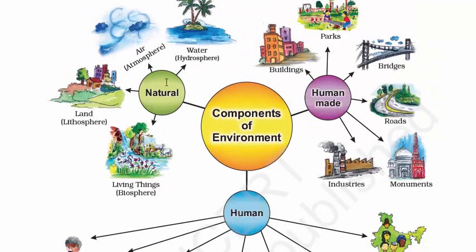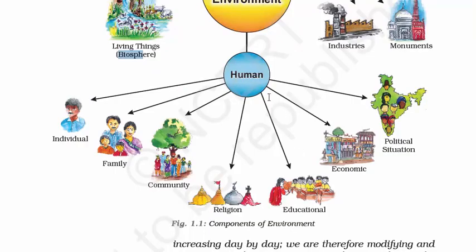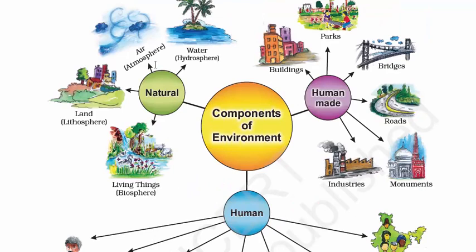So in the natural category, we have the air, water, land, and all the living things. That is the biosphere. And coming to human made stuff, they are nothing but buildings, parks, bridges, roads, industries, infrastructure basically, which are created by humans. And coming to the human category, that is every individual like us, family, community, religion, education, economic and political situation, all the groups, all the organizations that exist comprising every individual. So these three categories are very essential, forming the components of environment.